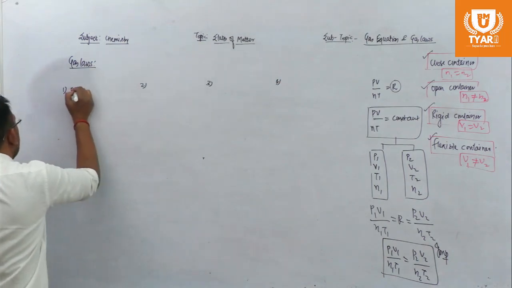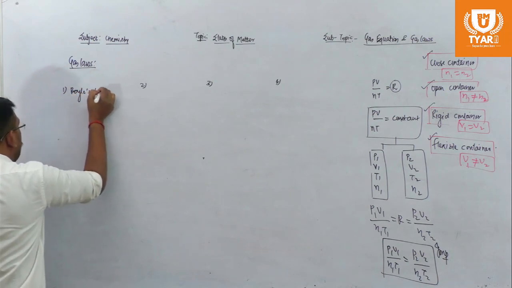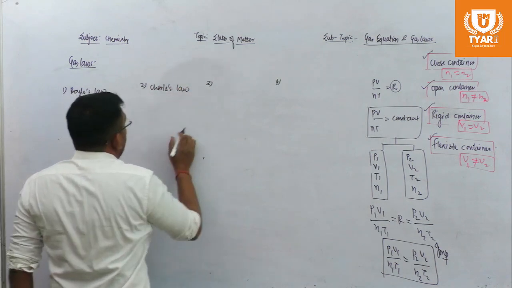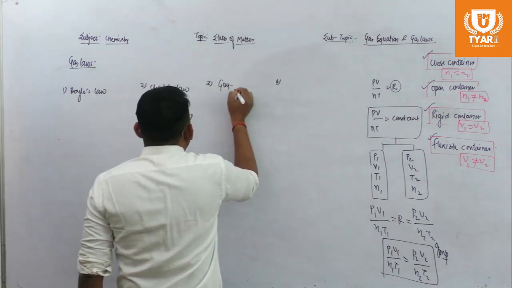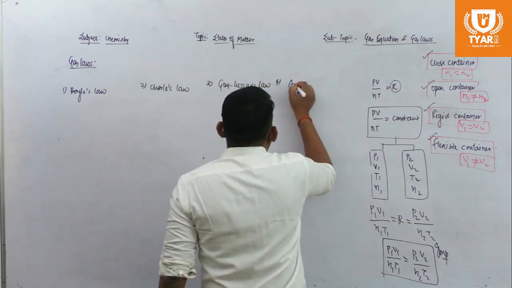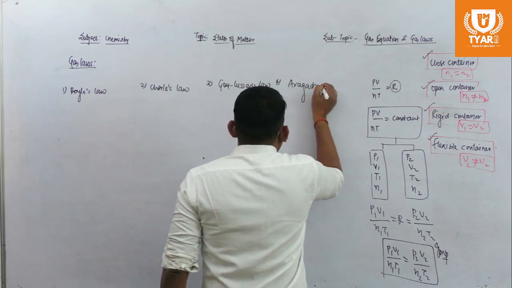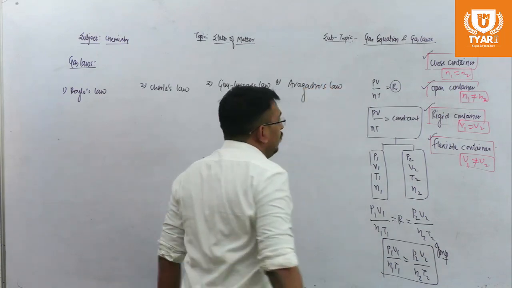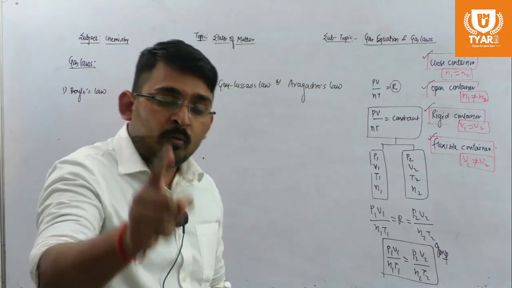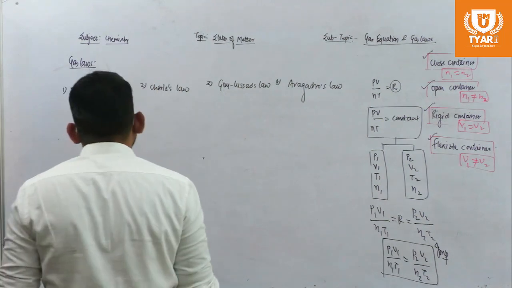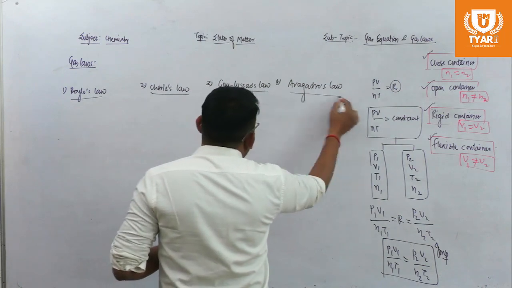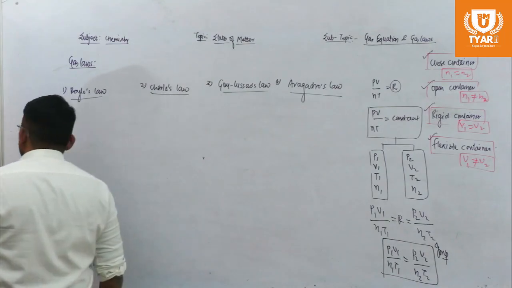The first one is Boyle's law. Then the other is Charles' law. Then the third one is Gay-Lussac's law. And the fourth one is Avogadro's law. And I will be very happy to say this: you will definitely get a question in NEET from here. Boyle's law, Charles' law, Gay-Lussac's law, and Avogadro's law. Definitely a question in NEET from here.